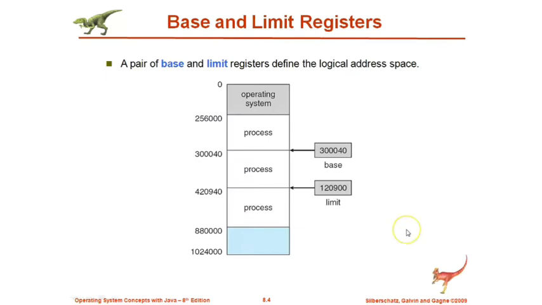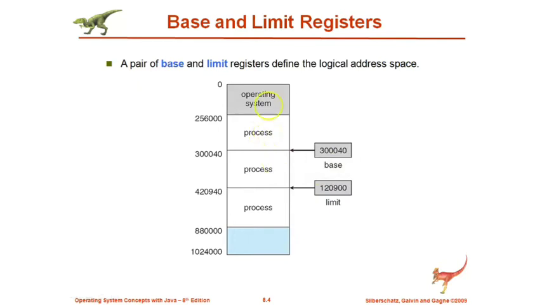So in order to provide the protection, we have two types of registers, that is base registers and limit registers. So you can see this figure. Here this is nothing but the addressing. So we have the operating system, below that we have the space for the processes, the remaining space, and here we have taken some examples. But before that, let us see what exactly the base register and the limit register are.